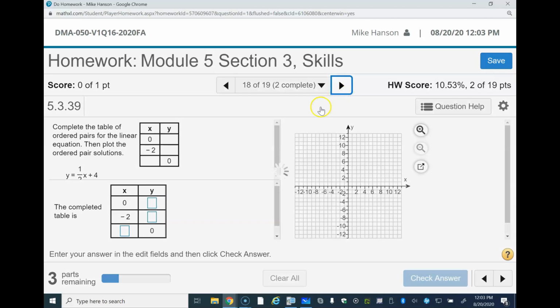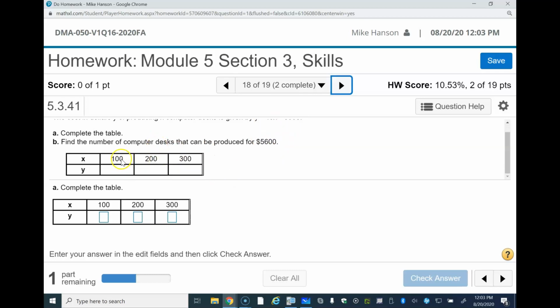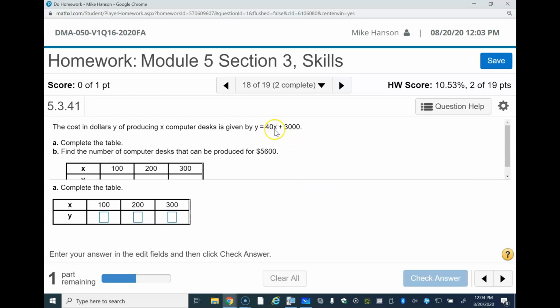So number 18 is where the numbers are really, really big. So I have y equals 40x plus 3,000. And I want you to know if x is 100, then tell me what y is. X is 200, tell me y. Now you're more than welcome to take this 100, 200, 300, plug it into x, times it by 40, and then add 3,000 to it. And then that gives you each of the y's.